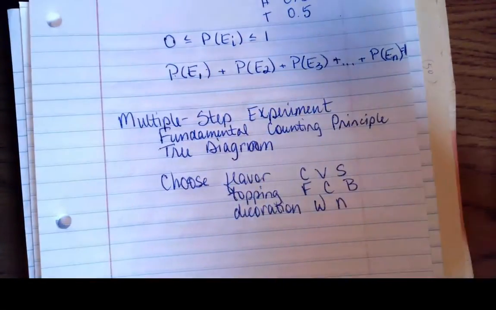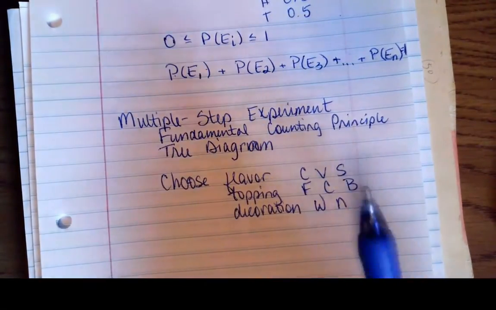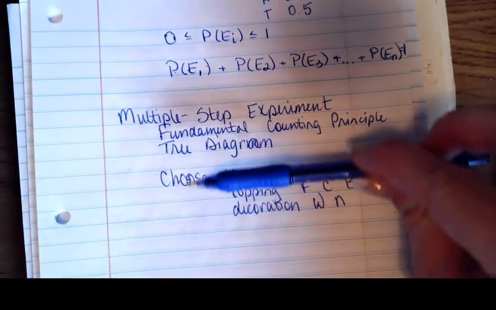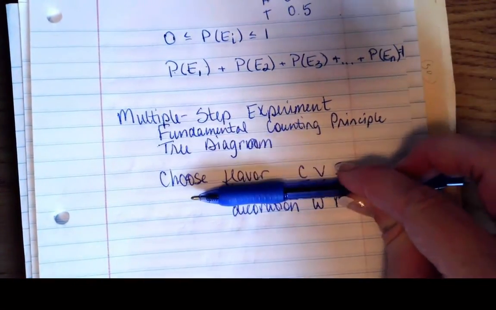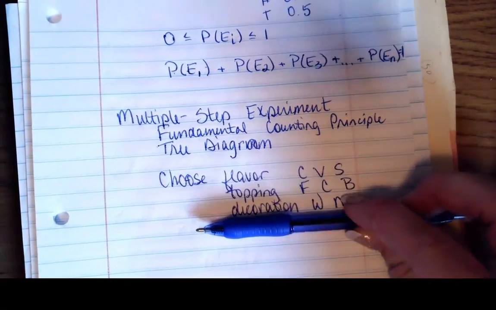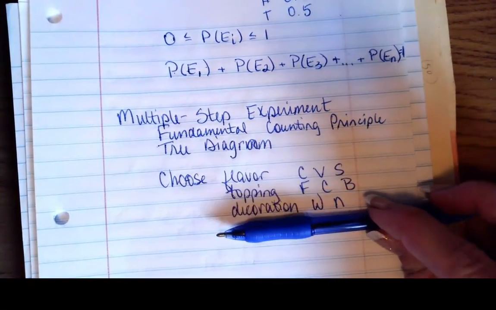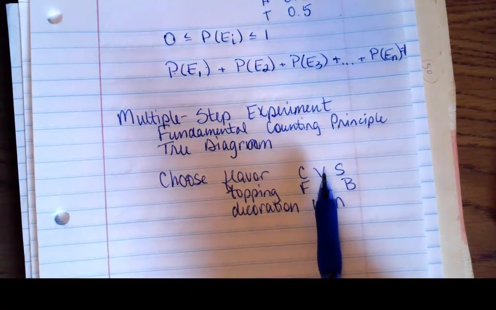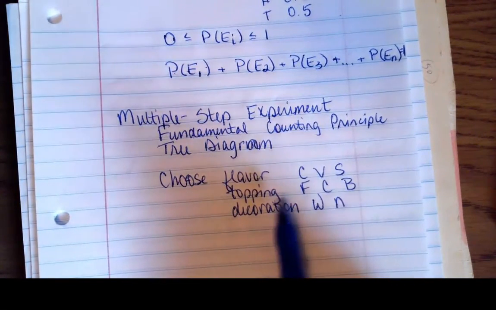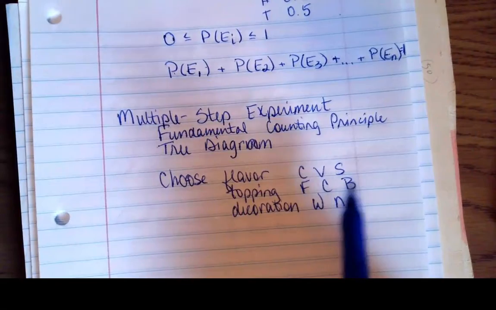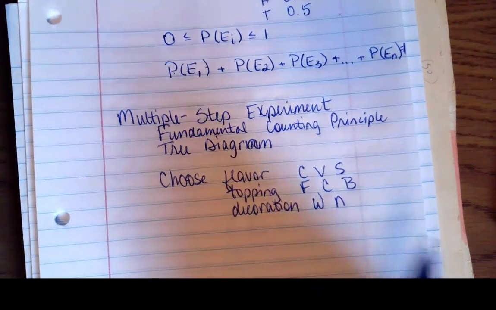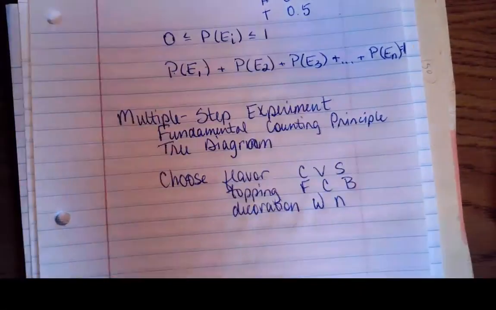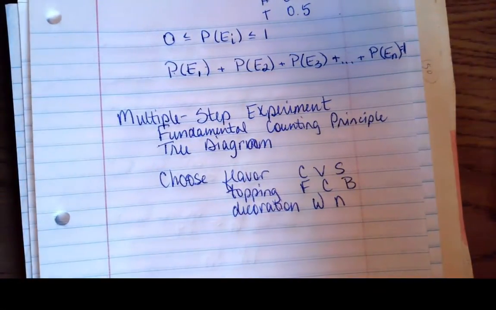It just so happened, because I'm in charge, that I decided that my experiment has several steps in it. I got to choose a flavor. Once that's done, I've got to choose a topping. Once that's done, I've got to choose a decoration that I want on top. And I've restricted you to one flavor of chocolate, vanilla, strawberry, one topping of fudge, caramel, butterscotch, and one decoration between whipped cream and nuts. This isn't set in stone. I can change it anytime I want to.